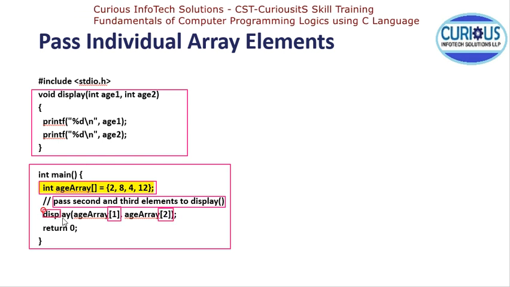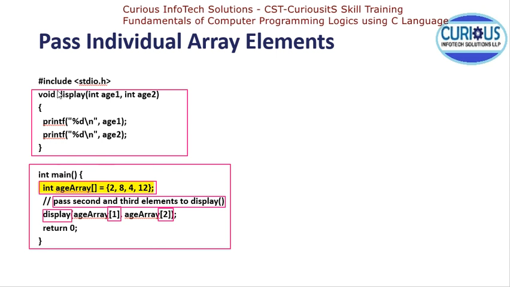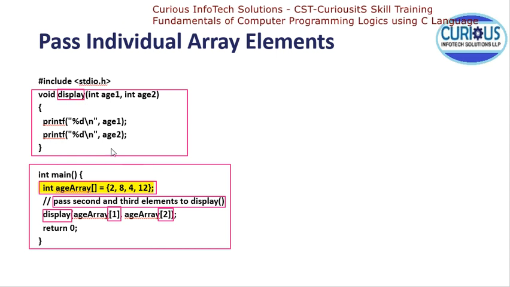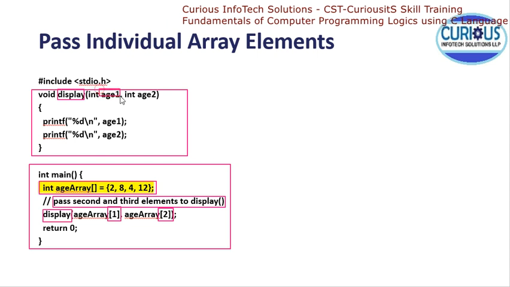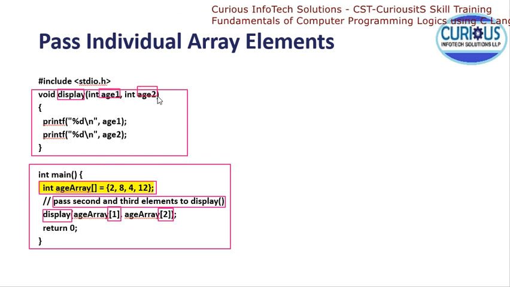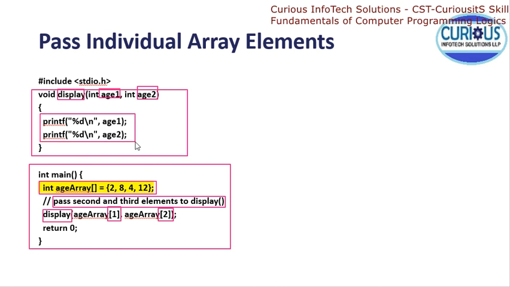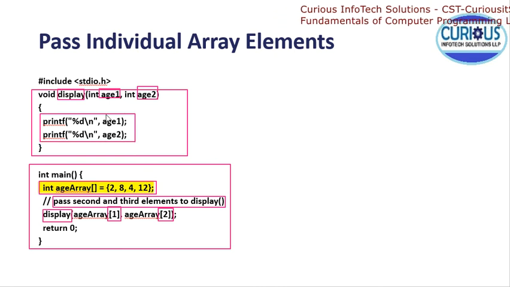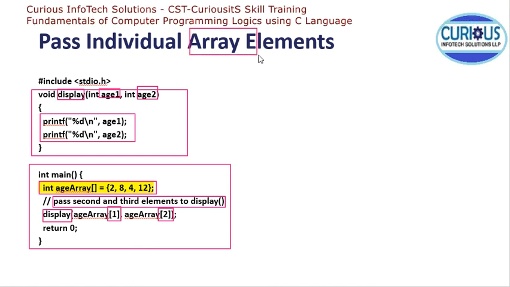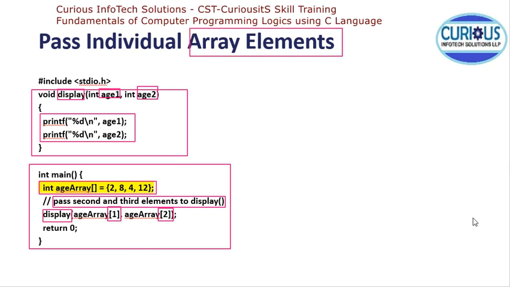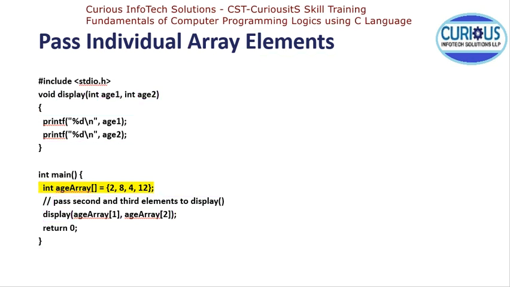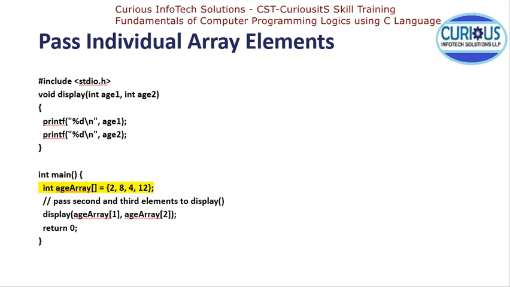So we are calling this display function. The display function is written here. The first is age 1 and the second is age 2. Likewise, we want to print only age 1 and age 2, nothing more. So this is the way we are passing array elements. This is how we can understand how to use this function with an array.